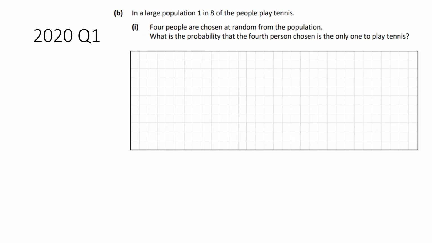For part B then, you have in a large population, 1 in 8 of the people play tennis. 4 people are chosen at random from the population. What is the probability that the 4th person chosen is the only one to play tennis? So you know that 1 in 8 play tennis. So that means that 7/8 don't, because these two should add up to 1, so the difference between 1 and 8 then is 7.